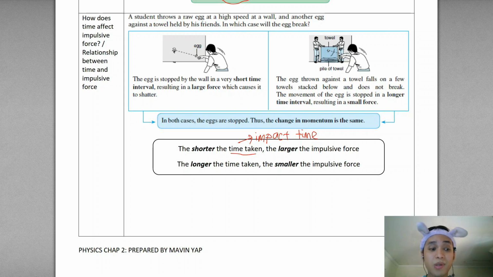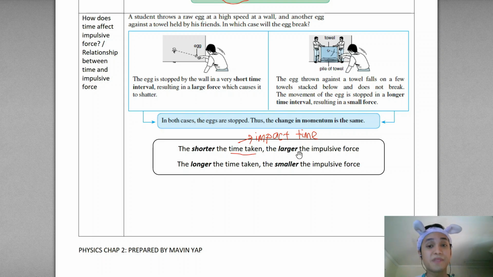So another example is like this. Let's say I take my hand and then I slap my face. I'm going to show you two situations. First situation, if I take my hand and slap my face, but my face moves together with the hand, what happens is that, if you can see, because I move my head together with the hand, I am prolonging the impact time. So as I prolong the impact time, my impulsive force will be smaller. That's why I don't feel that pain.